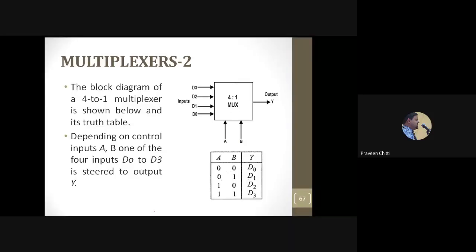What are the parameters a mux consists of? Yes. Richa, are you there?